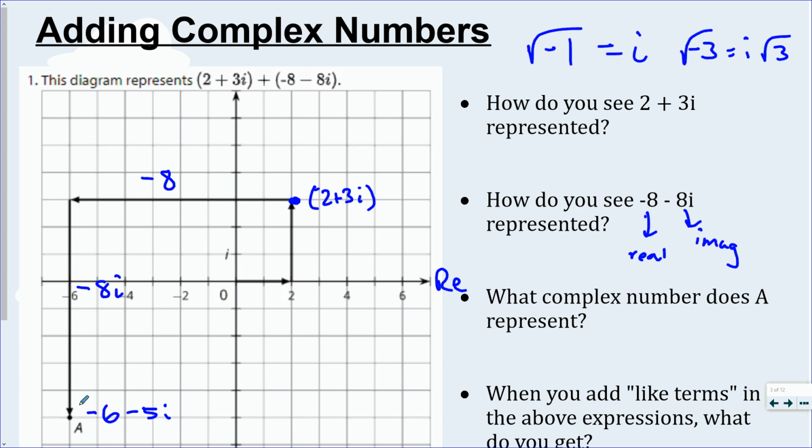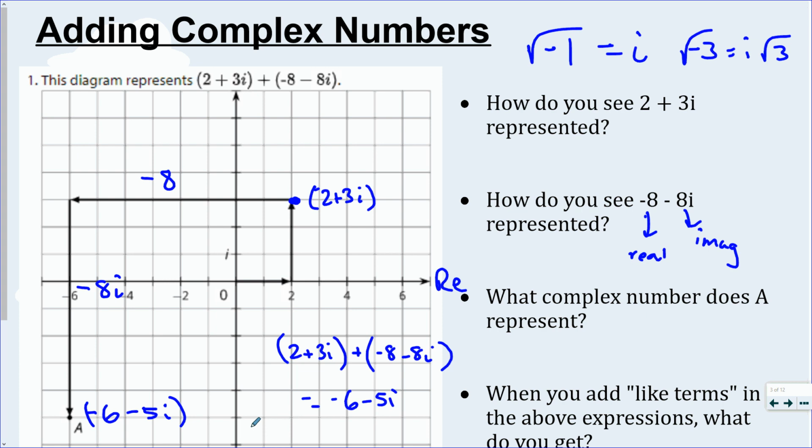So once I end up at that point here, now the question is, if I take 2 plus 3i and I add negative 8 minus 8i, what happens if I combine the like terms? I get 2 minus 8 is negative 6, and then 3i plus negative 8i is minus 5i, which is exactly what I ended up with over here. So with that, mathematicians then deduce that addition and, by extension, subtraction work as advertised.